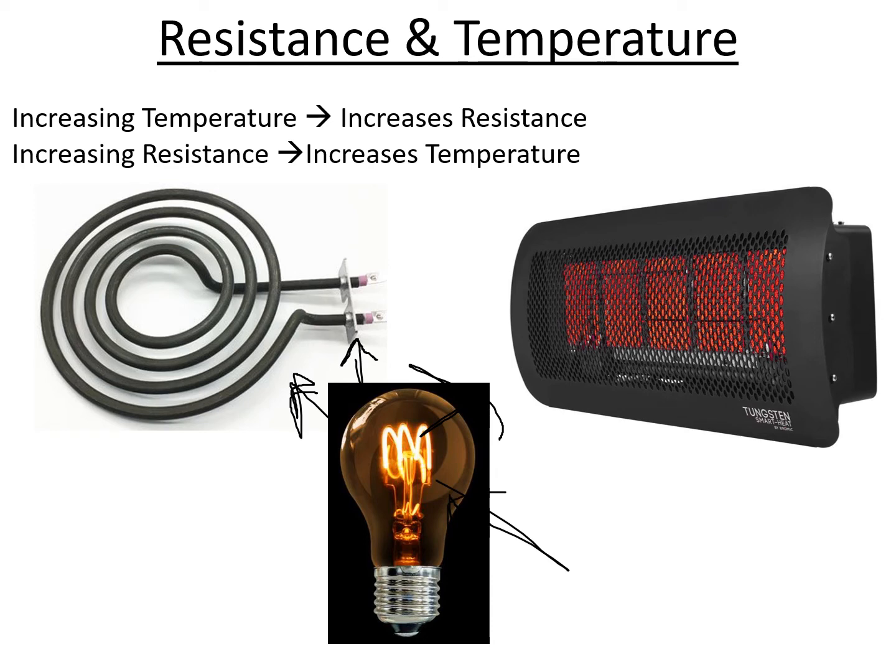Remember using the ray boxes, and that's because a lot of the electrical current is being converted into heat energy as much as it's being converted into light energy. So this is something you just need to remember. Increasing temperature increases the resistance. And we're going to come back to this later on when we do the experiment on Ohm's law.